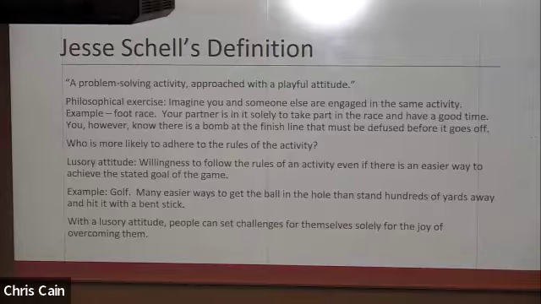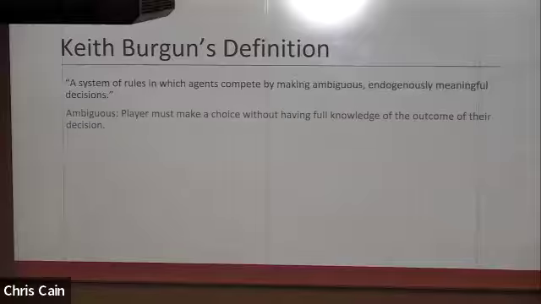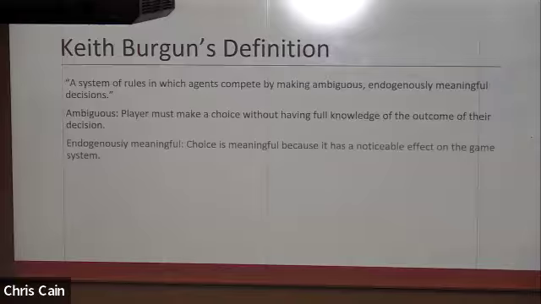The last definition I'll show you is Keith Burgun's. It says a game is a system of rules in which agents compete by making ambiguous, endogenously meaningful decisions. So this also has to be broken down. Academics like their big words. Ambiguous: players have to make a choice without having full knowledge of the outcome or consequence of those decisions. Endogenously meaningful: the choice is meaningful because the choice affects the game system.